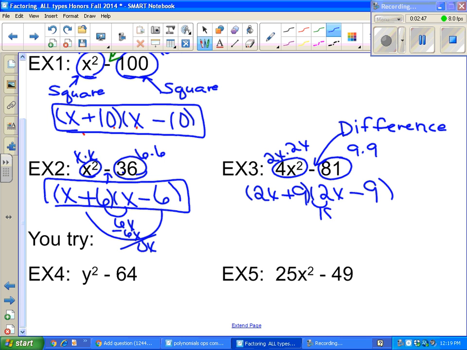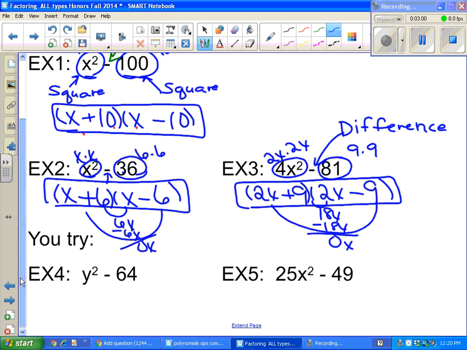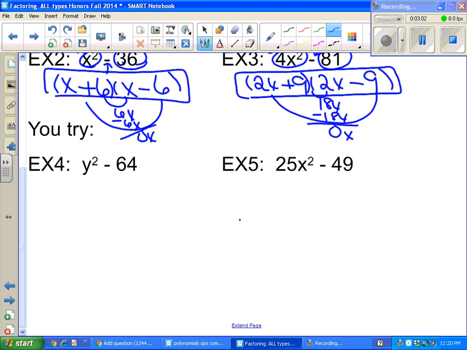That would give me positive 18x. This outer one would give me negative 18x. And sure enough, I get 0 x's. So 2x plus 9 and 2x minus 9. Again, these can be some of the easier factoring problems that we will do. Usually people catch on pretty quick. I'm going to pause the video. I want you to try these next two all by yourself.